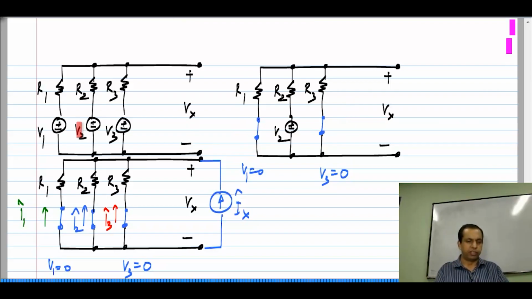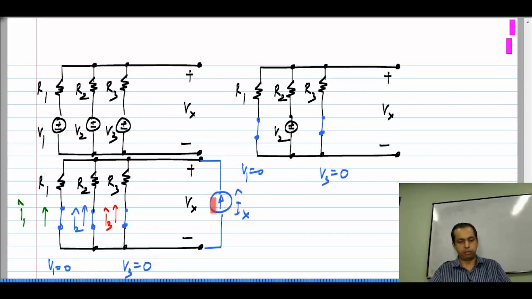Remember, I have three sources here, V 1, V 2, V 3. I can do superposition by taking one of them at a time. Each one of them will give a different network. By different network, I mean, in one case V 2 and V 3 are replaced by short circuits, in the other case V 1 and V 3 are replaced by short circuits, and in the third one V 1 and V 2 are replaced by short circuits. Now, if I take the reciprocal cases for each of these three, the network is exactly the same.